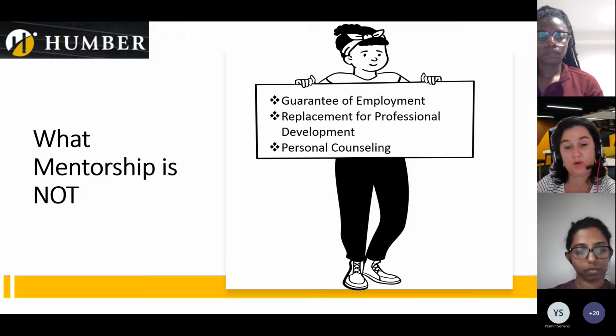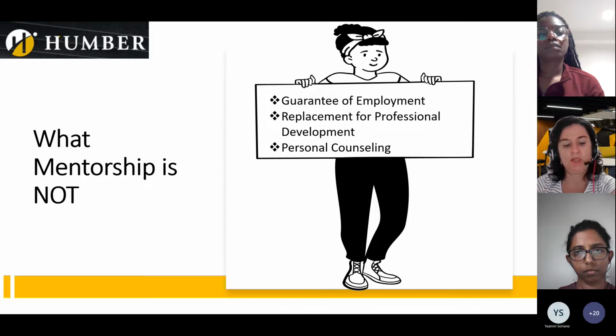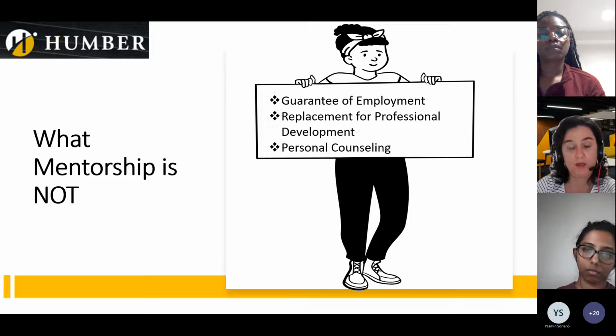Mentorship cannot take the place of a formal training. For example, if you want to become a project manager, and in order to be a certified project manager, you need to go through the certification process of getting your PMP. That's completely different from actually having this one-on-one coaching with a mentor, and it's wrong to consider that as professional development.